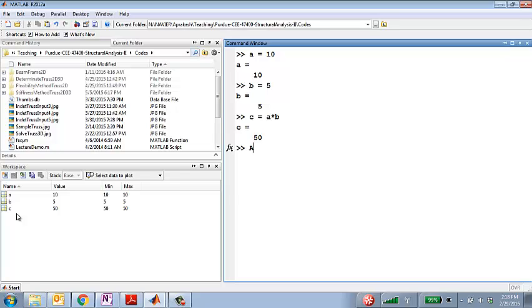Matlab is actually short for matrix laboratory. So if you're going to be working with matrices, Matlab is actually a very convenient tool. And for structural analysis, if you've not already seen that, you have to work with matrices quite a bit. So Matlab would be a good tool for that.